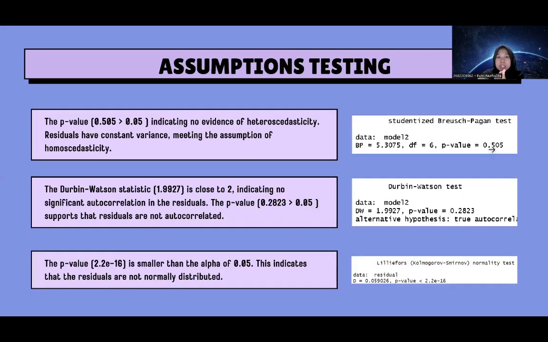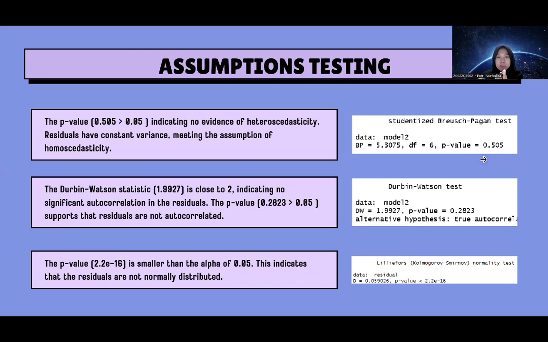Next, I will explain the assumption tests that we conducted regarding heteroscedasticity, autocorrelation, and normality. For heteroscedasticity, the Breusch-Pagan test gave a p-value of 0.505, which is greater than 0.05, meaning there is no evidence of heteroscedasticity. So the residuals have constant variance, which means they meet the assumption of homoscedasticity, or we fail to reject the null hypothesis.